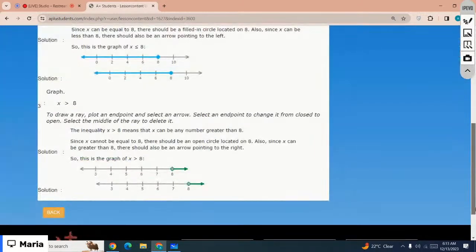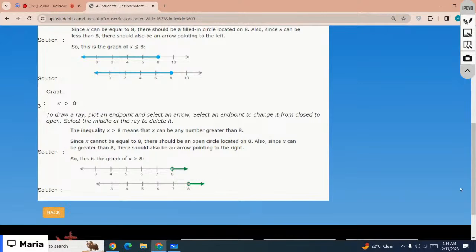Okay, just look at this one. x is greater than 8, right? Not equal to, that means 8 is not included in the solution. All the numbers that are greater than 8 are included in the solution, right? So here you don't have to make the filled in circle. You need to make an open circle located on 8. That means 8 is not a solution of the inequality, but all the numbers that are greater than 8 are, so the arrow must be pointing to the right hand side.